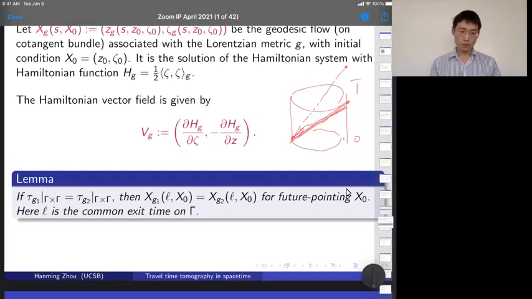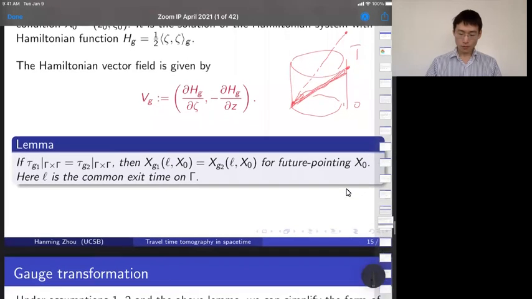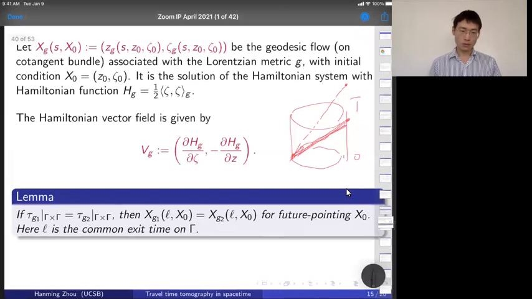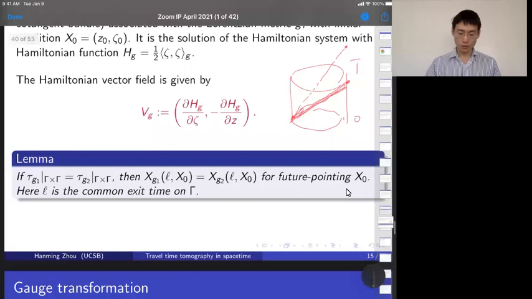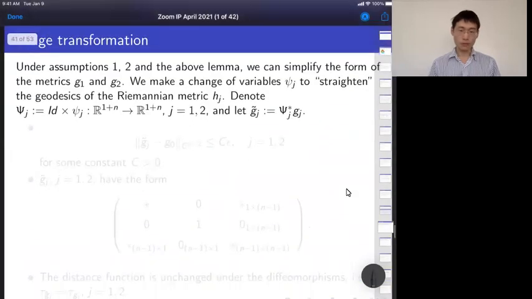And also, since they have the same Lorentz distance function, this also tells you that if you start with the same initial vector, then they will have the same exit time. So this is a lemma which will be especially useful for us later, when we do some gauge transformation for the metric to simplify the expression of this metric.